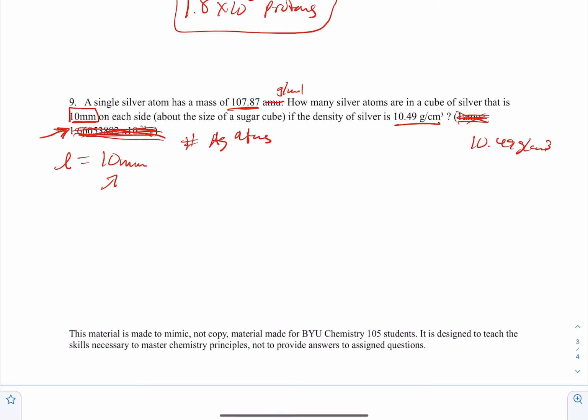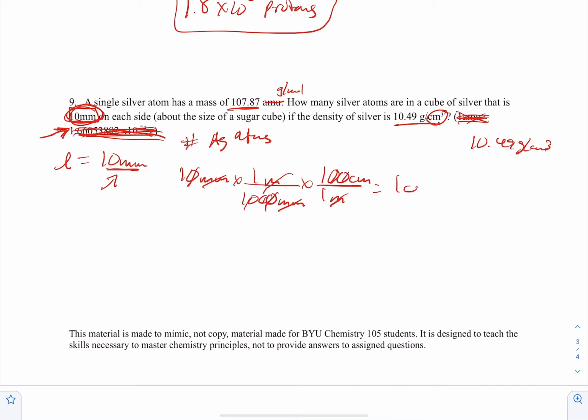All right, so 10 millimeters. I notice that there's centimeters cubed here. That's a volume, and I have some sort of length side here. So let's maybe turn this into centimeters. How many millimeters in centimeters? I know that there's 1,000 millimeters in 1 meter, and that in 1 meter, I have 100 centimeters. And then I would cancel 1 zero there and then 2 zeros. So that's just 1 centimeter. 10 millimeters is just 1 centimeter.